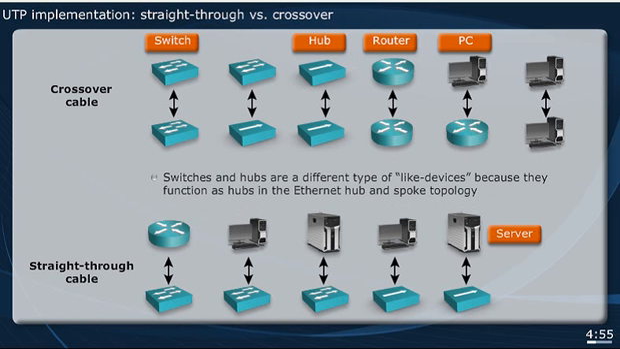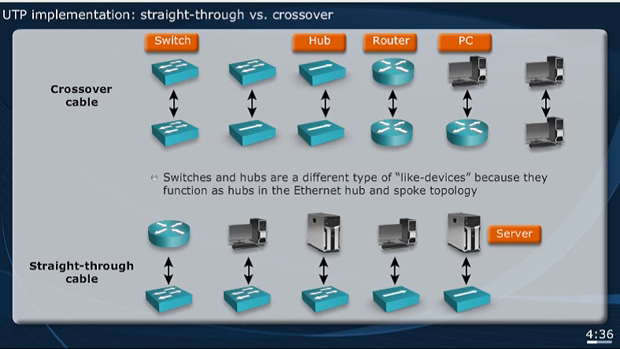Raymond, now going back to the rule, like devices should use crossover cable. I know that switches and hubs are fundamentally different. Hubs work at layer 1 of the OSI model. Switches work at layer 2 of the OSI model. So that rule seems to fall short. What is a good way to generalize what it means to be like devices? In what regards is that?